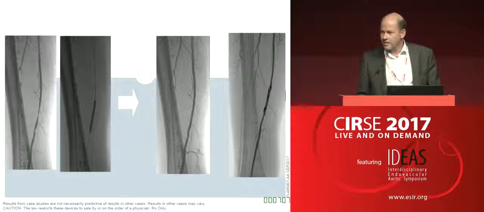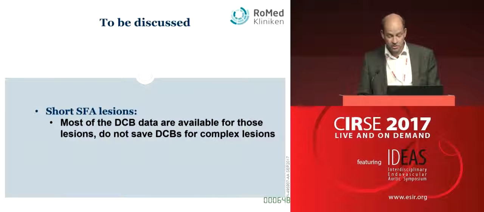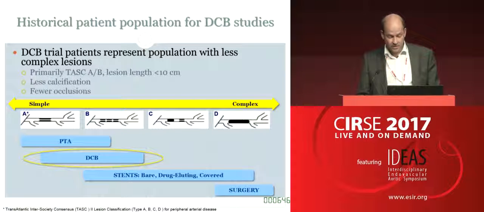And the point I really would like to make here, and I've heard this in discussion several times, is that most of the data are available for TASC A and B lesions, primary stenosis. And there are some people who say, okay, I just reserve the drug-eluting balloon for difficult patients, restenosis, in-stent restenosis, whatever. But I think most of the data are available for those, and those patients are really doing good. This is really the approach which I think we should go, DCB first.